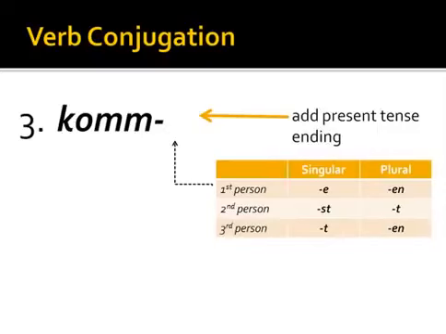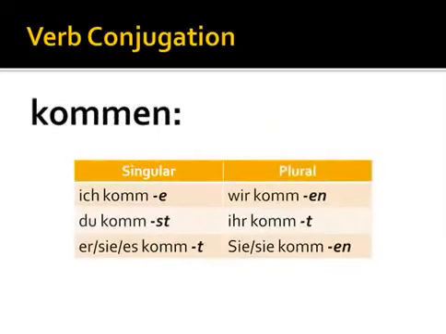So what you get is essentially, if we look at the next slide, ich komme, du kommst, sie, es kommt. I am coming, you are coming, he, she, it is coming. In the plural, wir kommen, ihr kommt, sie kommen. That is sort of the standard way of conjugating the present tense verb.